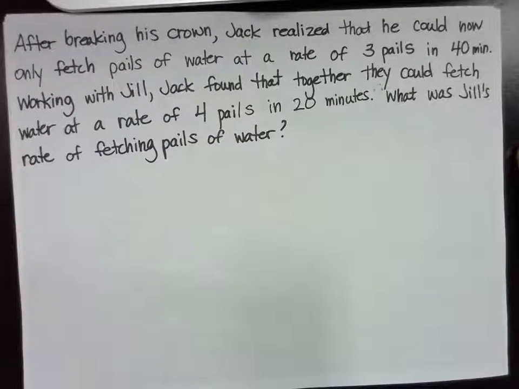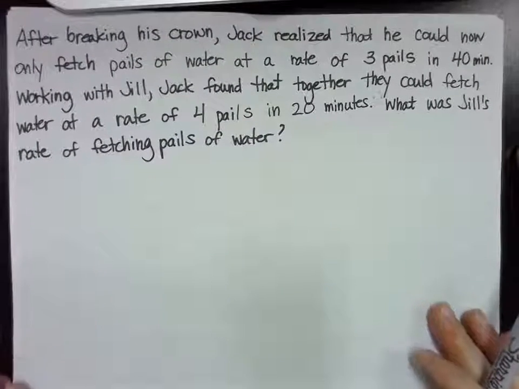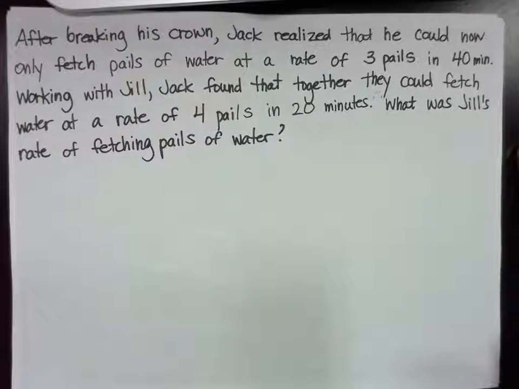Okay. Our next problem. After breaking his crown, Jack realized that he could now only fetch pails of water at a rate of 3 pails in 40 minutes. Working with Jill, Jack found that together they could fetch water at a rate of 4 pails in 20 minutes. So what was Jill's rate of fetching pails of water?